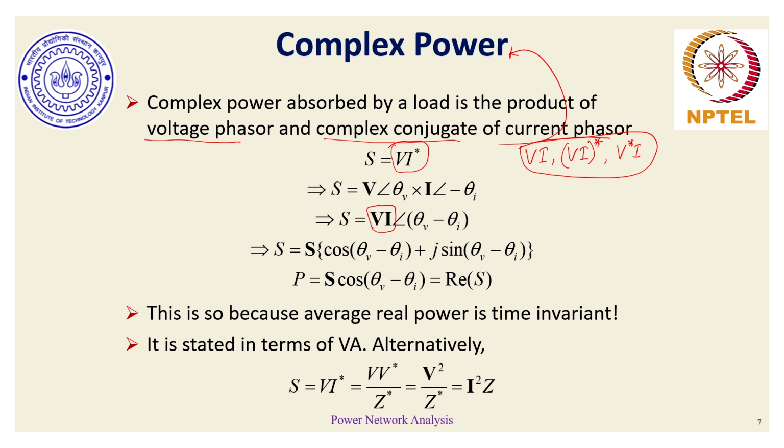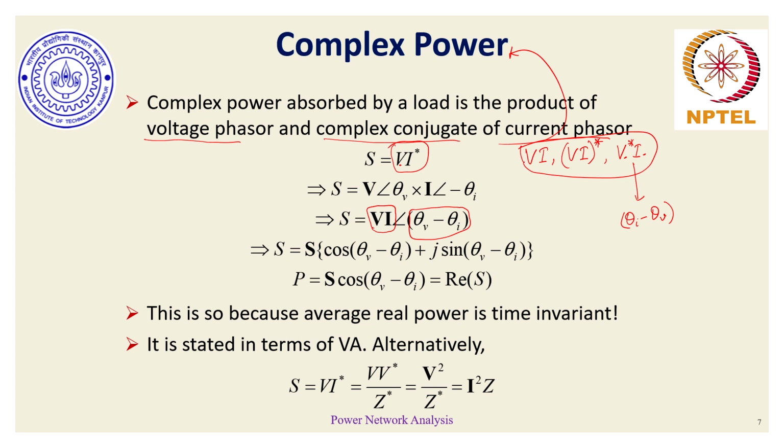So briefly, to explain why these combinations are not applicable, let's go case by case. When we take the conjugate of current and multiply it with the voltage, or when we take the conjugate of voltage and multiply it with the current phasor, in both cases the phase angle for this complex power would always be a difference of the voltage phase angle and current phase angle, or in case of V conjugate I, it would be theta I minus theta V.